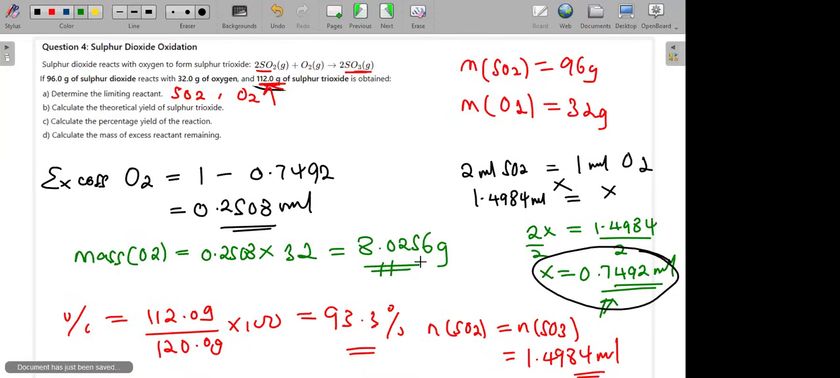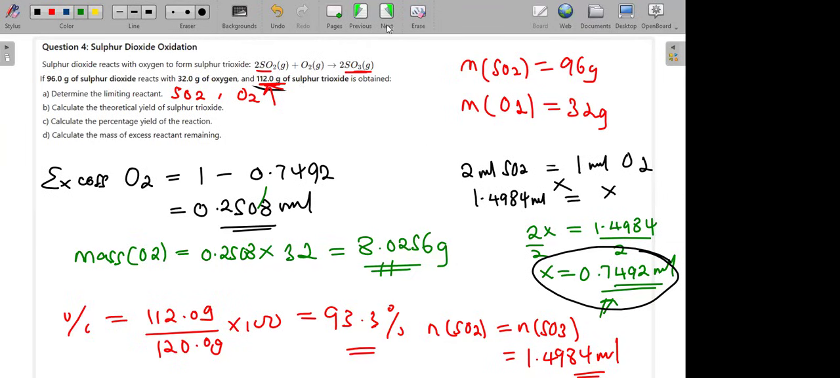All right, so any questions there, guys? Okay, so if there are no questions, this was the lesson for today. I hope you've learned how to calculate the percentage yield, how to find the limiting reactant, as well as how to find the excess reactant.